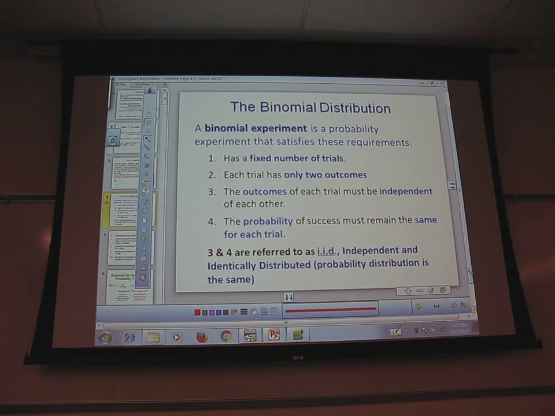The binomial distribution. A binomial experiment is a probability experiment that satisfies these requirements. Has a fixed number of trials. Each trial has only 2 outcomes. The outcomes of each trial must be independent of each other. The probability of success must remain the same for each trial.